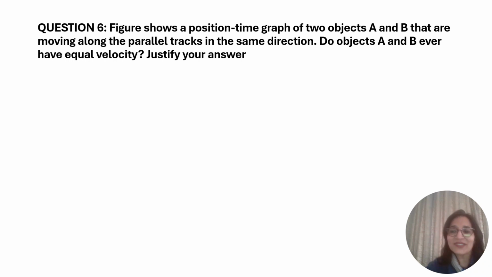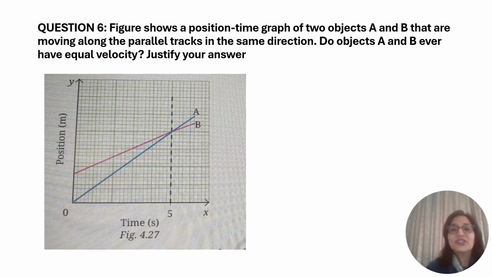Let's understand question number 6. Now, the figure shows a position time graph of two objects A and B that are moving along parallel tracks in the same direction. Do objects A and B ever have an equal velocity? Justify your answer. Now look at this graph. It is a position time graph of two objects A and B that are moving along.